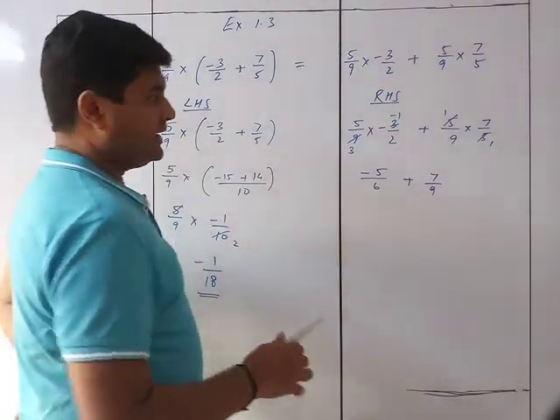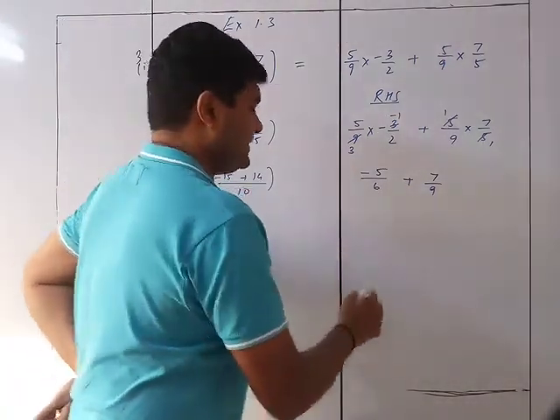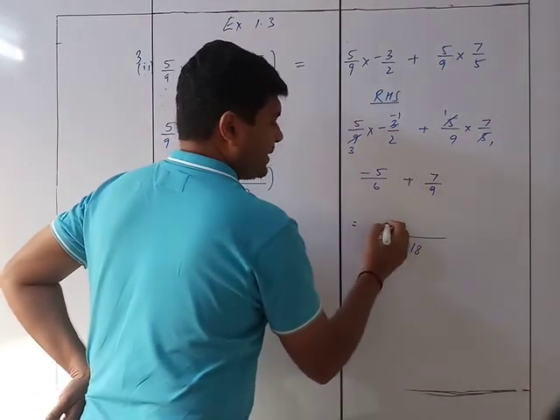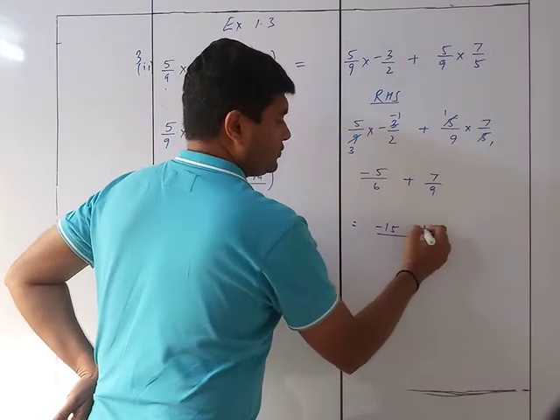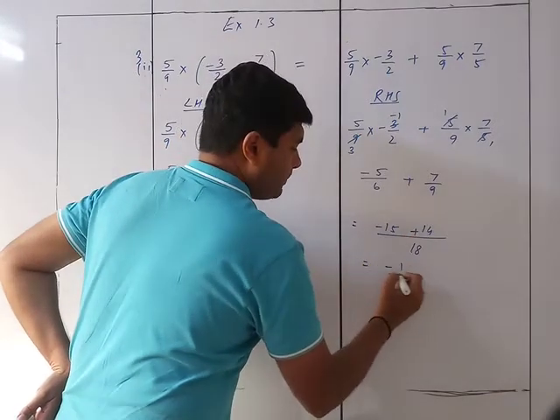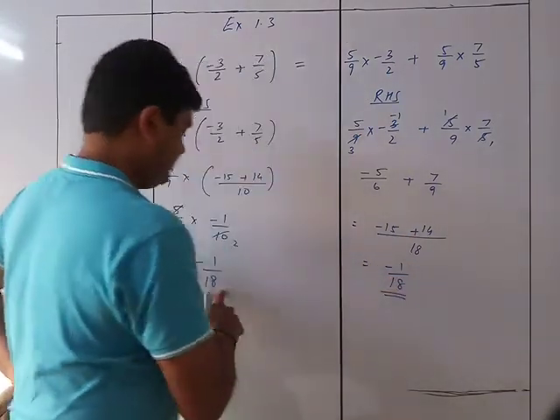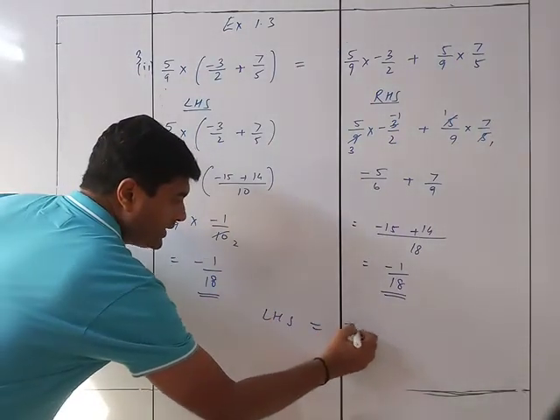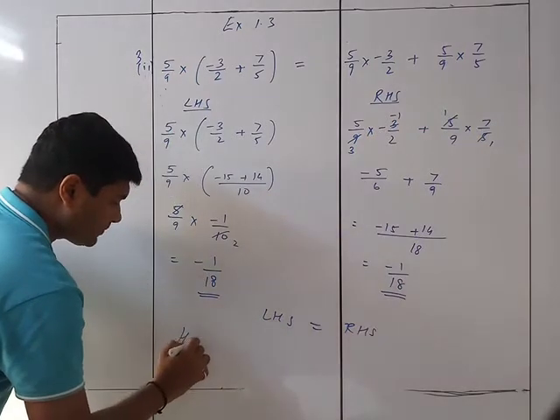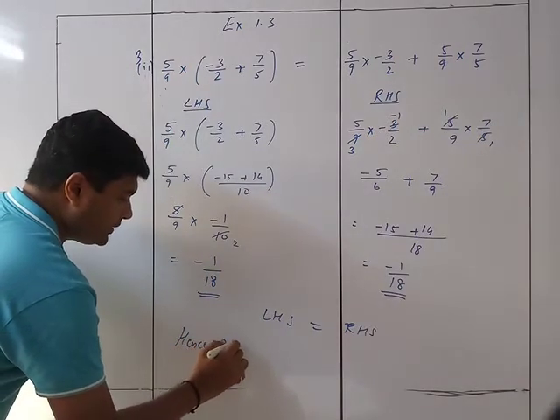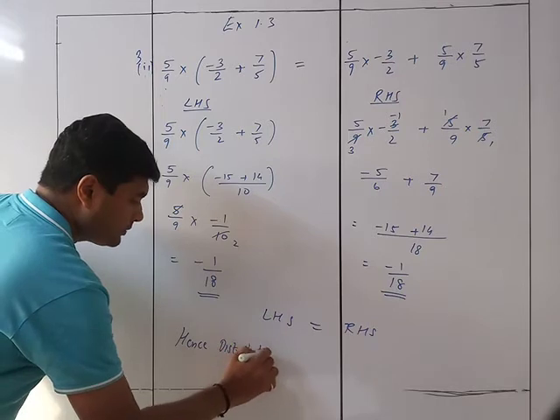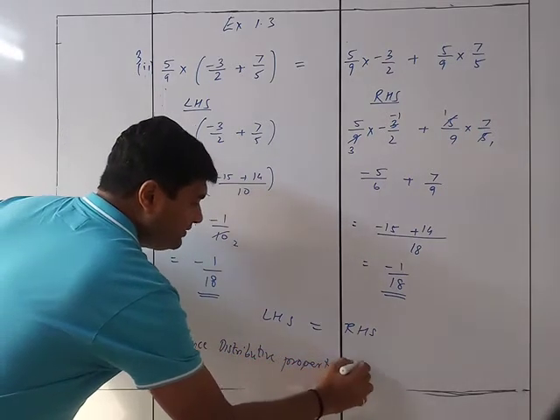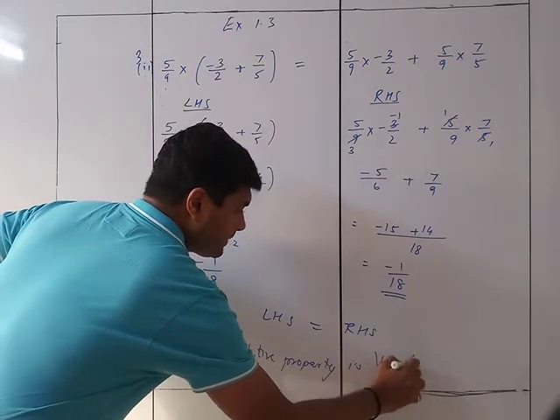Now we can see that the LCM of this is 18. So 18 is the LCM. This is multiplied by 3, so it's minus 15, multiplied by 2, so plus 14. So this will be minus 1 upon 18. The same, both are the same. Hence LHS is equal to RHS. Hence, the distributive property is verified.